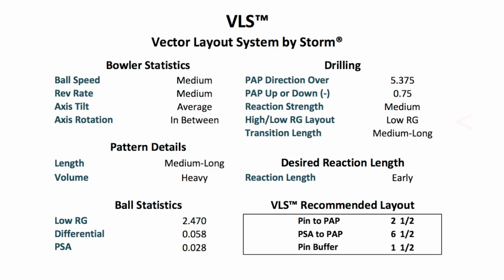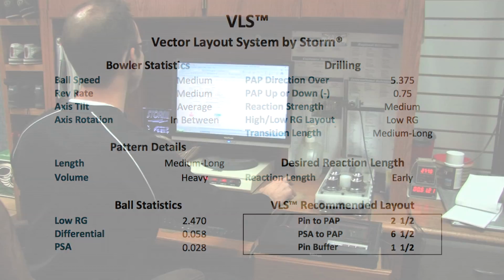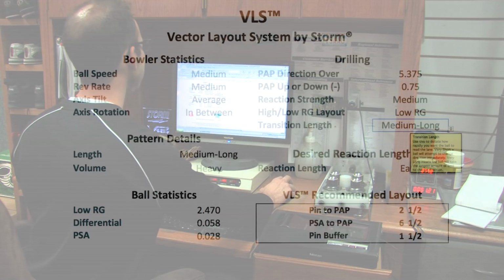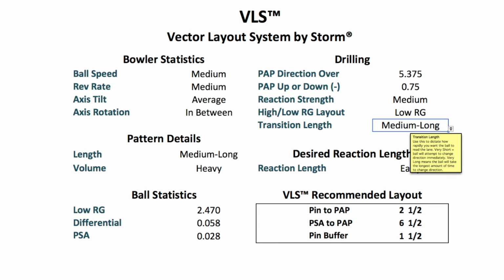And then transition length. Transition length relates to how quickly you want the bowling ball to actually read the lane. So very short would be a ball will attempt to change direction immediately. That would be a hockey stick type of a ball path. A very long transition length would be a much smoother, arcing, more of a banana-shaped motion at the break point.